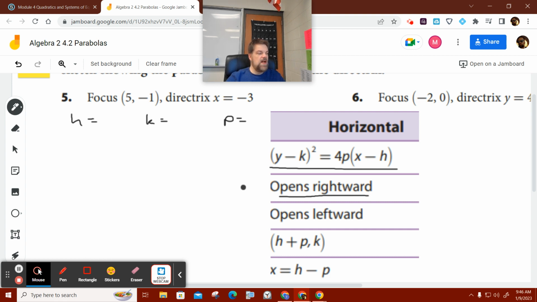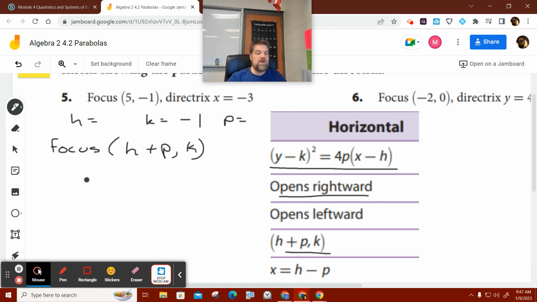Okay. I know that the focus is going to be h plus p, comma, k. In other words, k is the y value of the focus, right? So k is equal to -1. Now I need to solve for p. Does anybody remember the formula to find p?